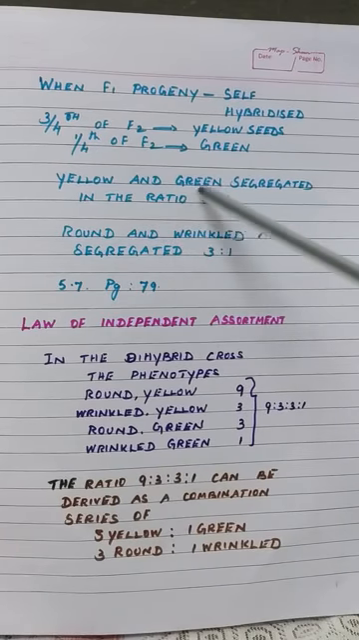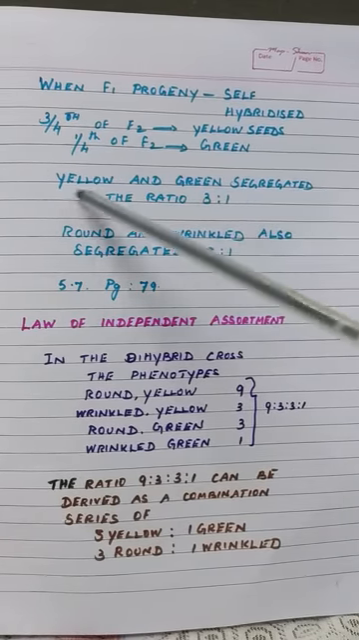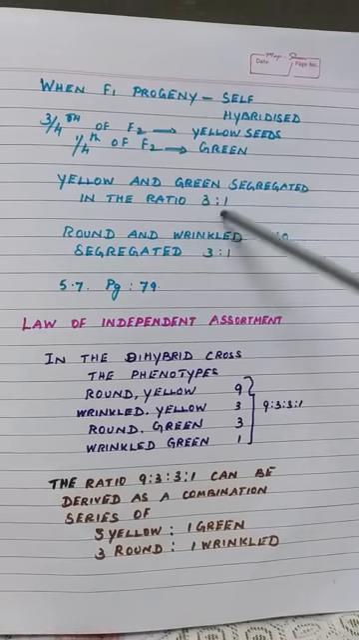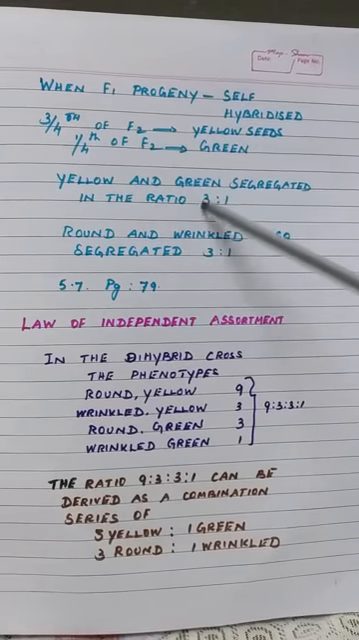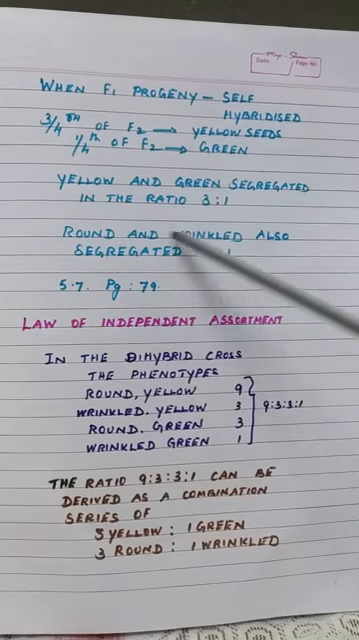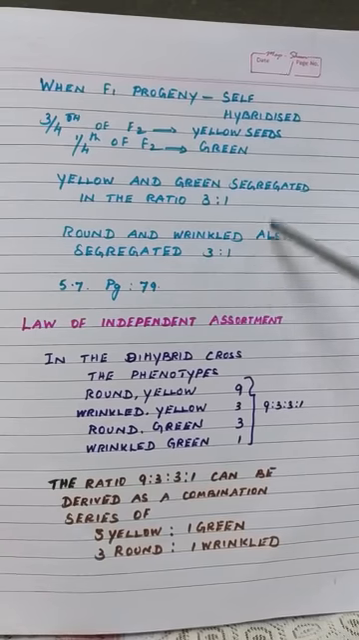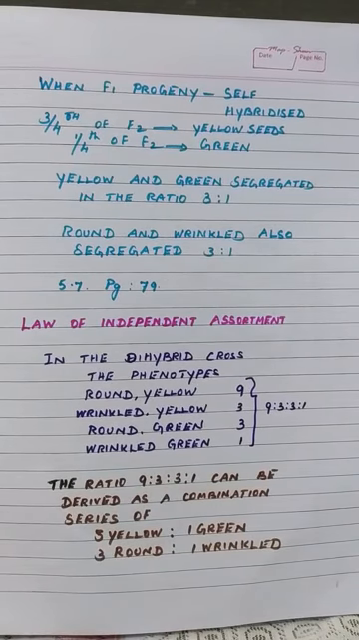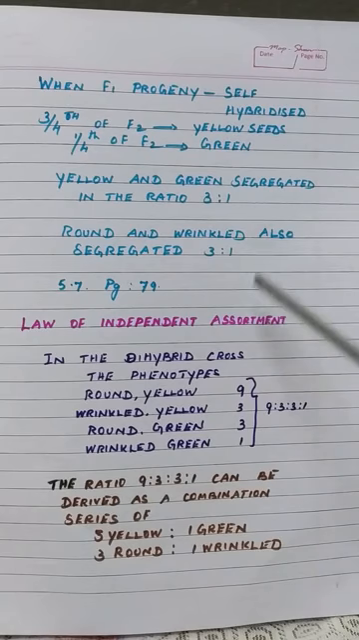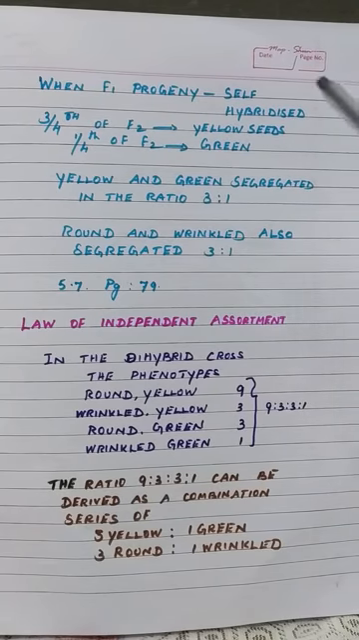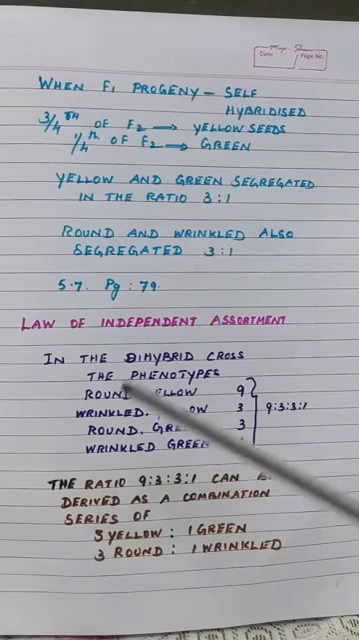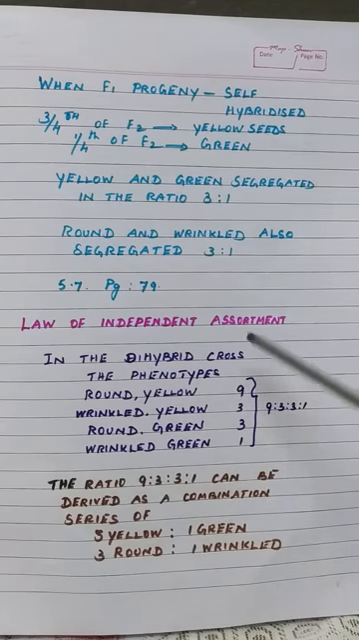3/4 were round and 1/4 were wrinkled. So the yellow and green seed colors segregated in the ratio of 3:1, and round and wrinkled also segregated in the ratio of 3:1, like a monohybrid. But this is a dihybrid, and these two pairs of characters act independently, just like in a monohybrid. That is the basic principle of the law of independent assortment.